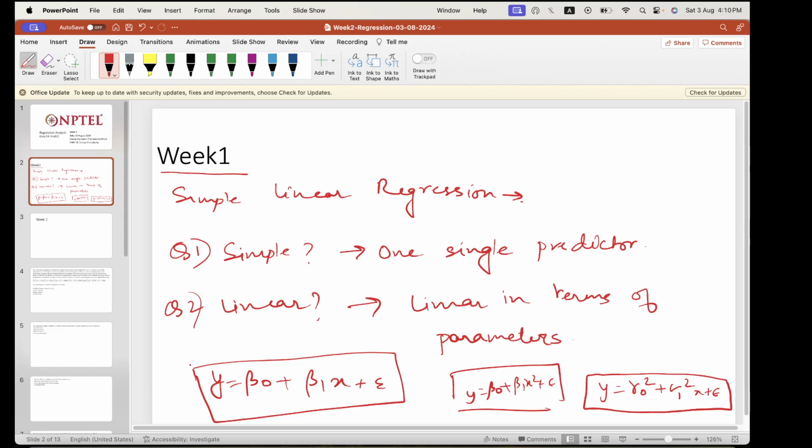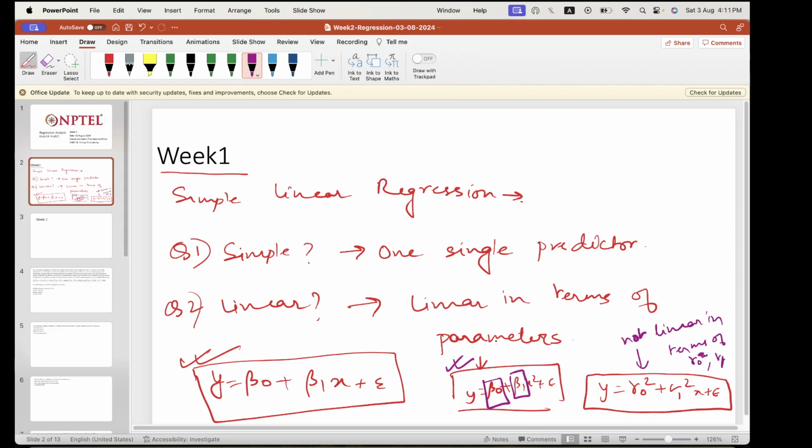Yeah, the first one is linear, and the second one is quadratic, so that is not linear. No, the second is also linear, because it is linear in terms of the parameters beta naught and beta 1. But the third one is not linear in terms of gamma naught and gamma 1. They are quadratic in terms of parameters.